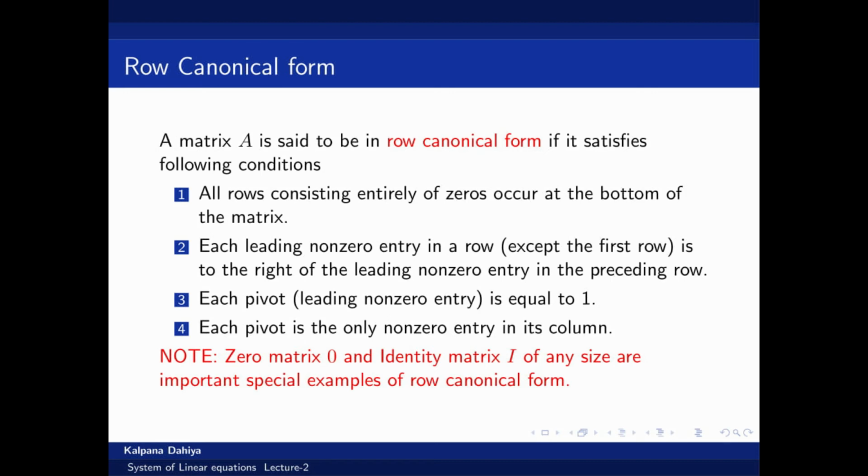So if you see first two conditions, they are exactly the same as in the echelon form. So row canonical form is a special type of echelon form with two additional conditions. Condition number 3, that is each pivot element is 1, and fourth one, that each pivot is the only non-zero entry in its column. Zero matrix and identity matrix of any size are important special examples of row canonical form.